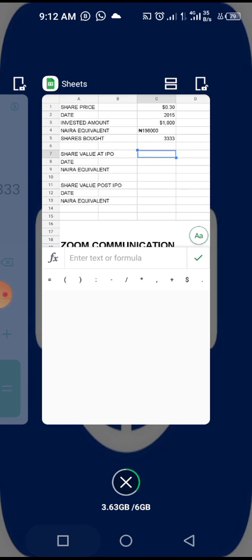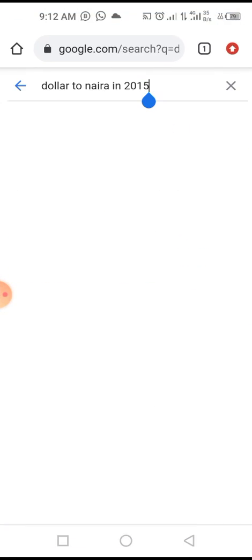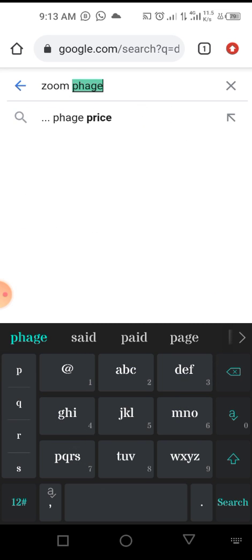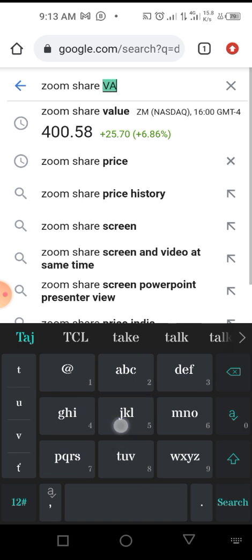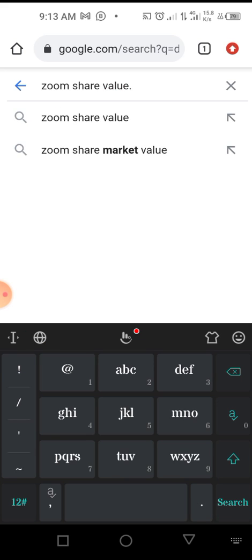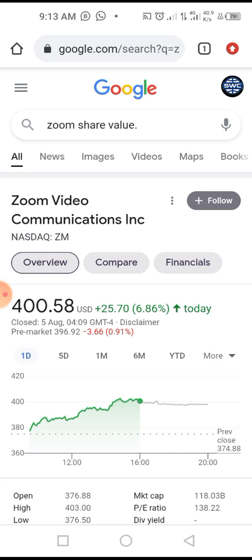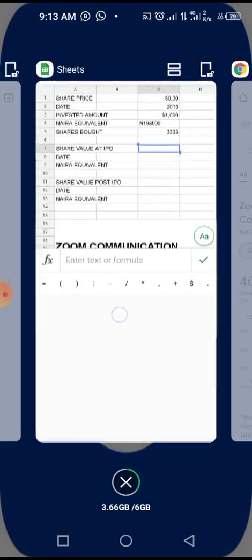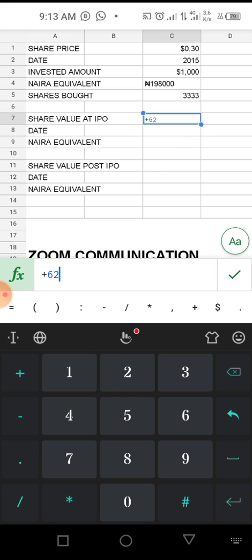Now let us check the value of his investment at IPO. So for that, we need to check Zoom share value. So Zoom share value, and we click more, we click max, and we move all the way to the first entry into the market. This first entry is called initial public offering. That's what is known as IPO. You can see they enter the market at $62. So share value at IPO was $62.